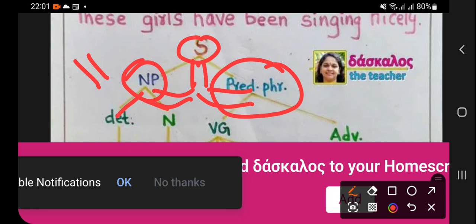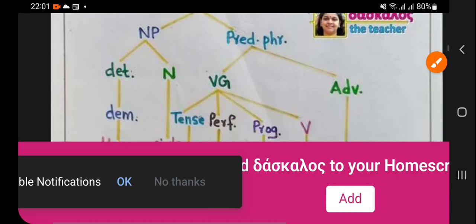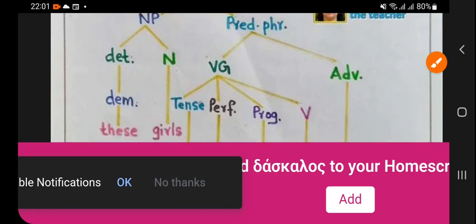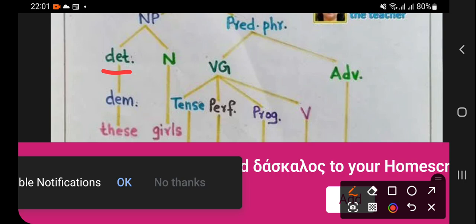Now this noun phrase is again divided into a determiner, this is called the determiner, and what determiner? These girls. So this is demonstrative, right? So these, then girls, noun, right? Sorry, this is the demonstrative pronoun, I'm very sorry, demonstrative pronoun, these girls, this is separated.